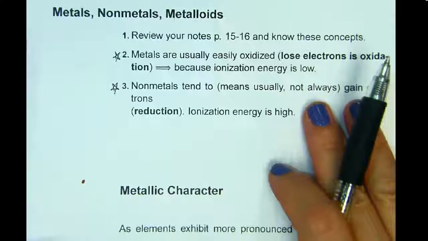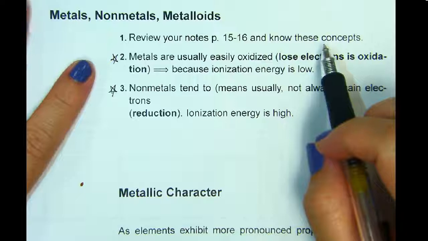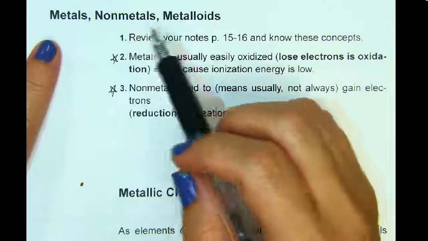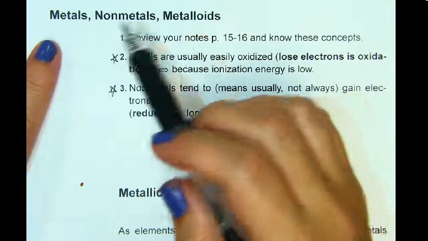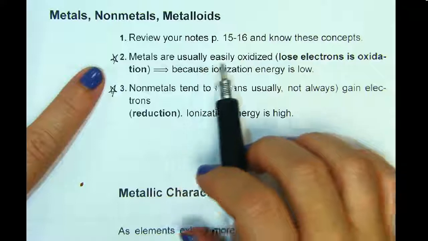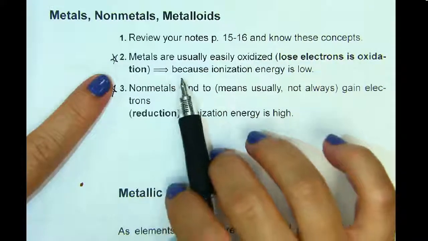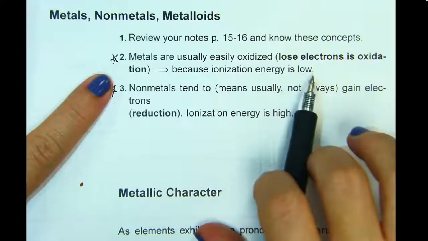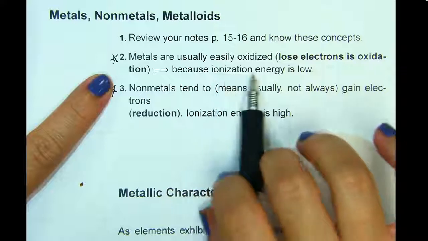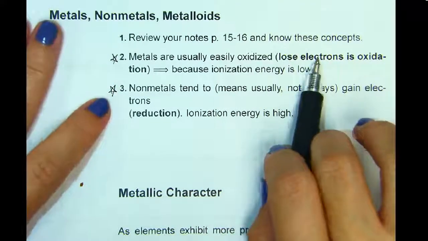Metals, nonmetals, and metalloids. You have to review your notes from pages 15 to 16 and know these concepts. Basically, understand the locations of metals, nonmetals, and metalloids on the periodic table, as well as their general properties. Metals are usually easily oxidized, or lose electrons, which is oxidation. So it's because ionization energy is low. So you're going to want to relate that metals have a low ionization energy, which means they're going to tend to lose electrons for this reason.